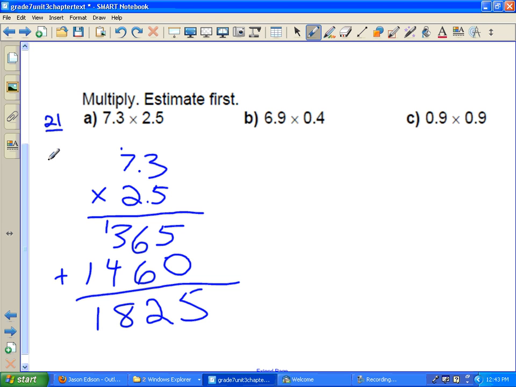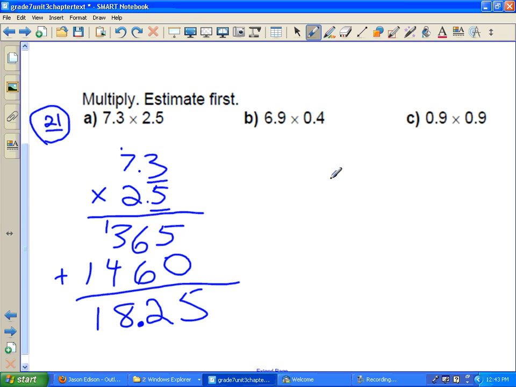Now remember, we said it's got to be the closest you can get to 21. So your decimal place has to go here, because then it'll be 18 decimal 25, and that's the closest you can get to 21. Again, the old way, you used to just count up how many decimal places, and you should have 2 in your answer. So there's 2 decimal places in your answer.